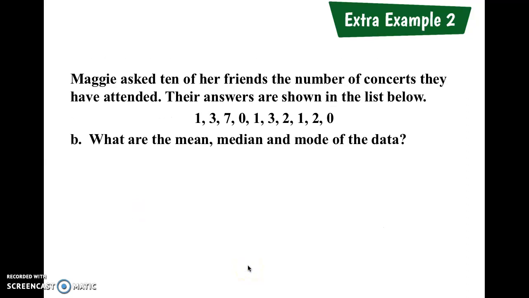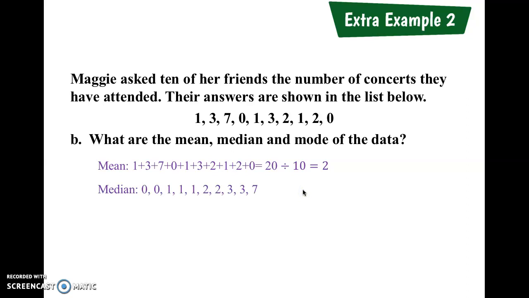B, using the same data, what are the mean, median, and mode of the data. Pause this so that you can solve each of these. Mean, remember to find the mean, you add all your values and then divide. When you add all of these numbers, we get a total of 20. There are 10 values there. 20 divided by 10 is 2. So the average number of concerts is 2.